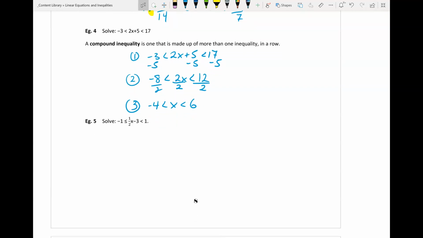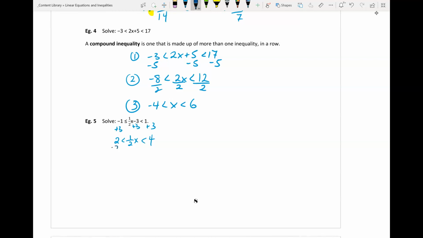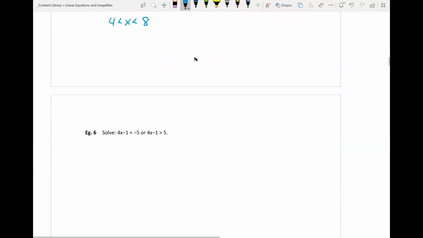In our next example, very, very similar. I'm going to add 3 in every inequality, so I can get rid of that negative 3 in the middle. Negative 3 minus 1 is 2. You're left with a half x, and then 4. Now to get rid of this a half, I'm going to multiply by 2 to each inequality. That's 4, smaller than x, is smaller than 8, and that's our final answer.